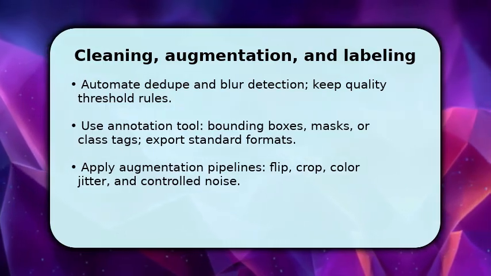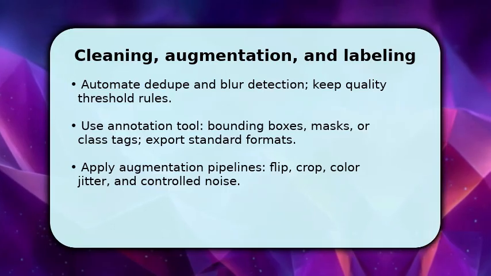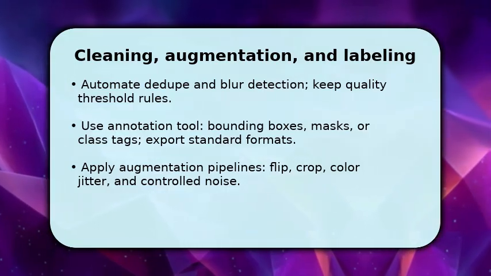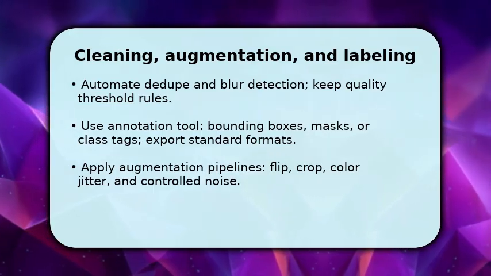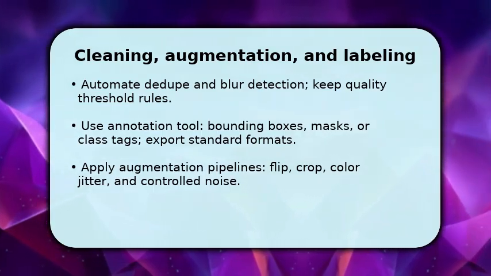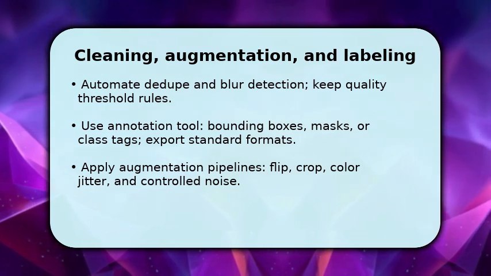After labeling, create augmentation scripts that expand real variability without breaking realism. Do rotations, crops, and slight color shifts. Make sure to version both annotations and augmentations so you can reproduce or roll back changes.